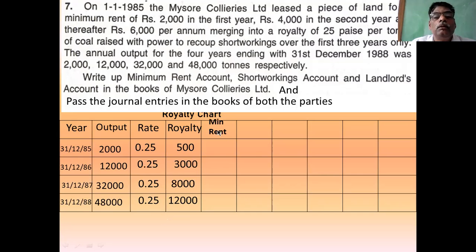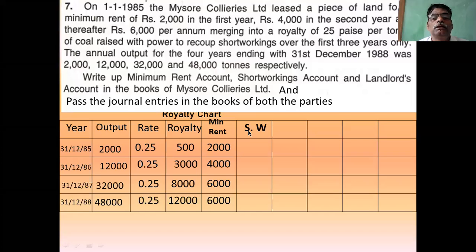The next is minimum rent. What is the minimum rent for the first year? It is 2,000. Minimum rent for the second year is 4,000. Minimum rent thereafter is 6,000: third year 6,000, fourth year 6,000. As per the information, you record it in the table. The next is I'll calculate the short working. What is the short working for the first year? It is 1,500. Second year short working is 1,000. Third year no short working. Fourth year no short working.